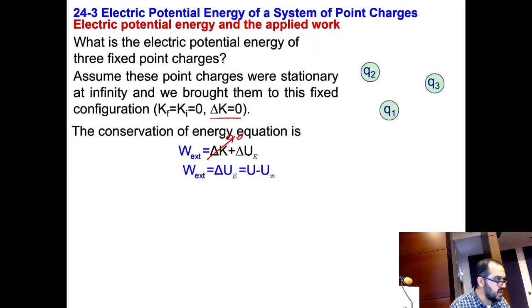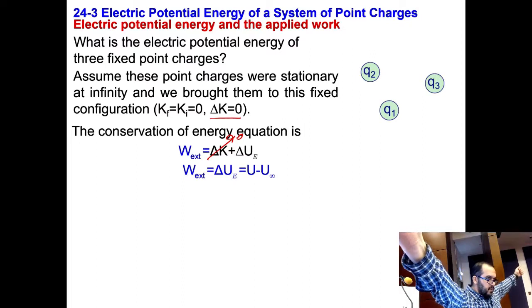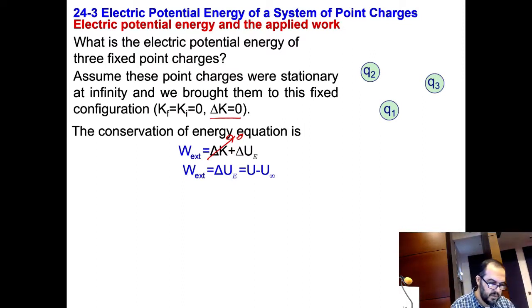Okay, and we will try to determine it if we bring these charges from infinity. Remember we said the potential energy at infinity is 0, so let's try to bring them from infinity to this configuration, where they are close to each other. So delta U is U final minus U initial. U initial is U at infinity, which we usually take to be 0.